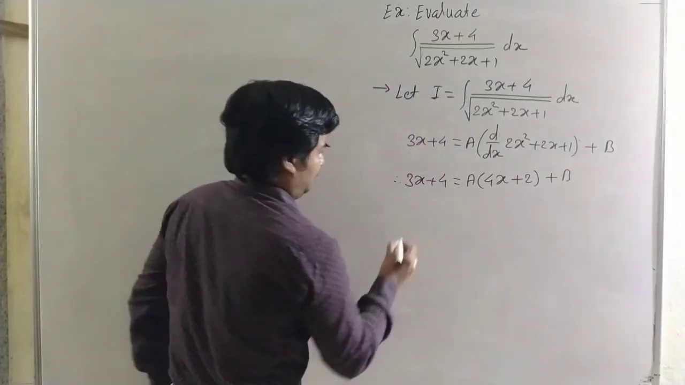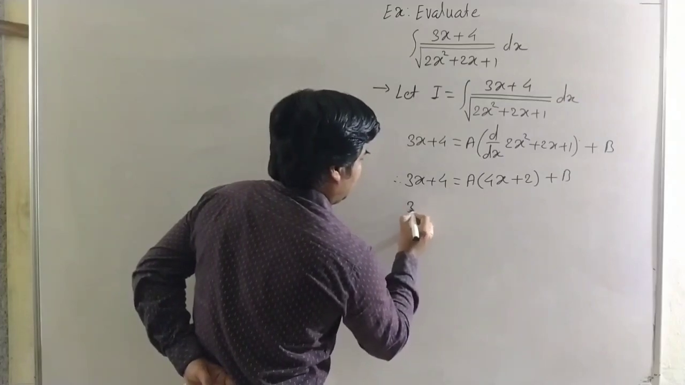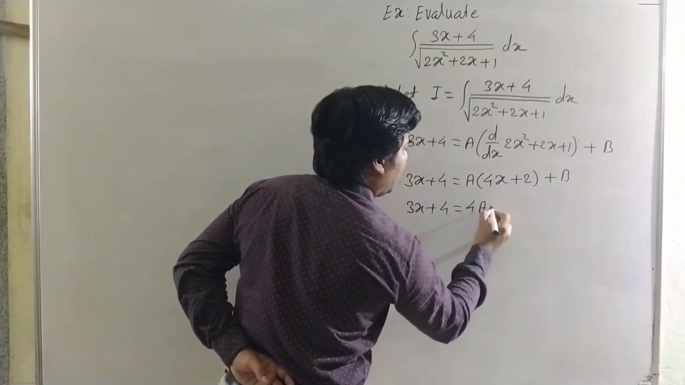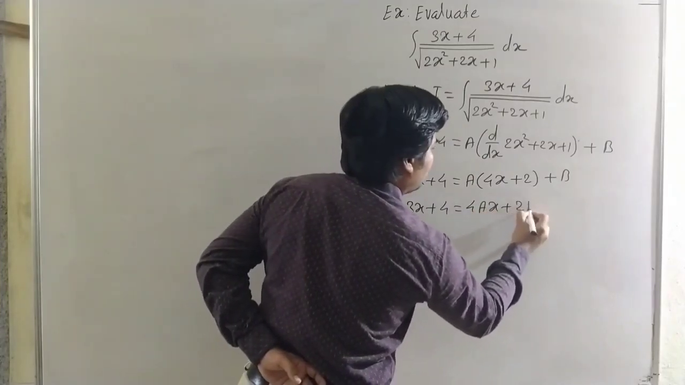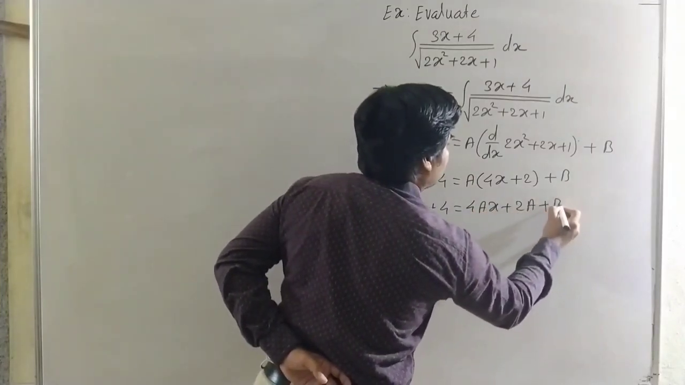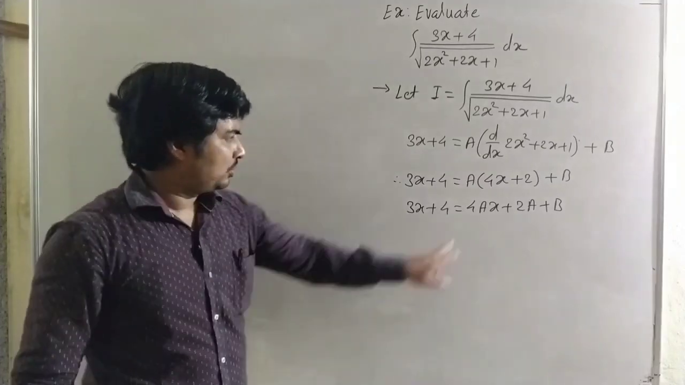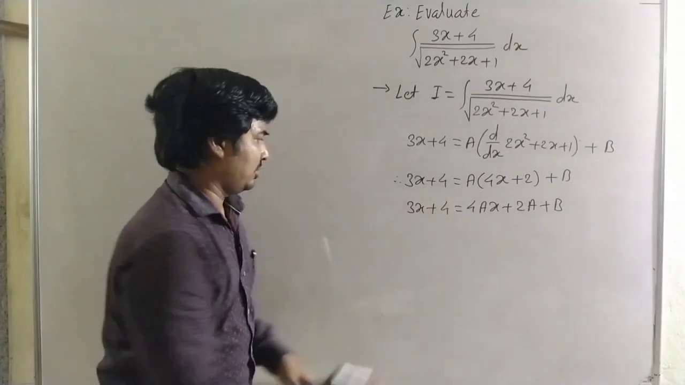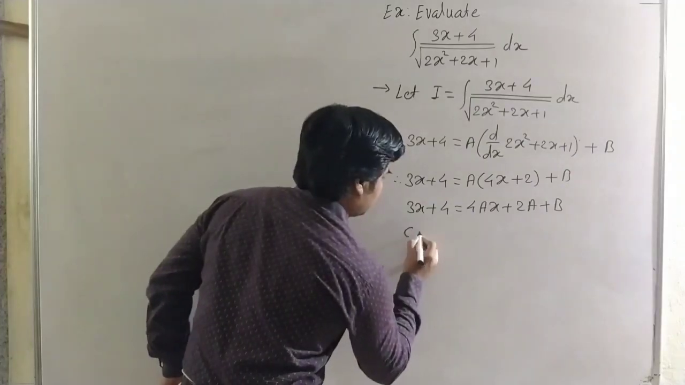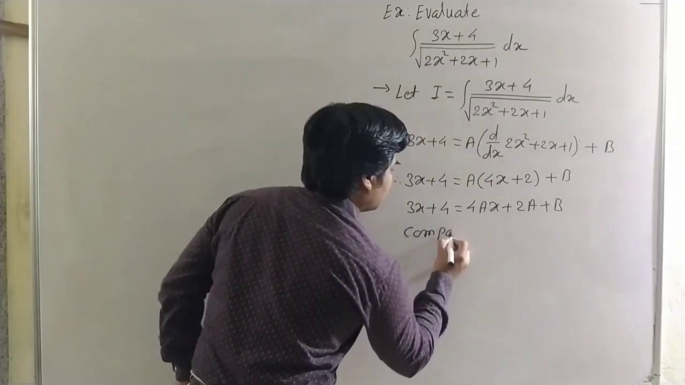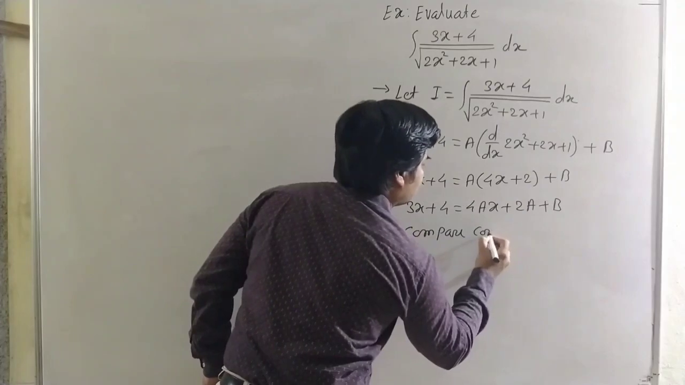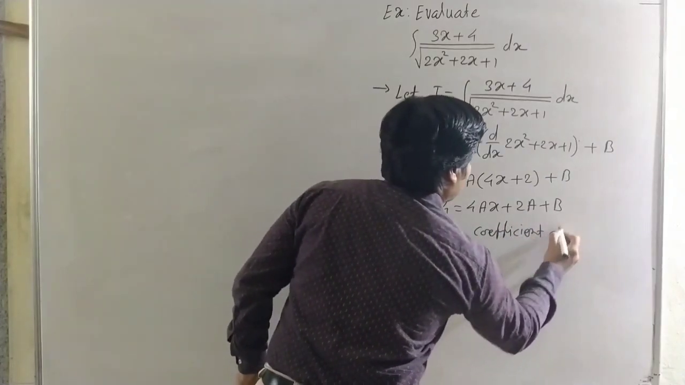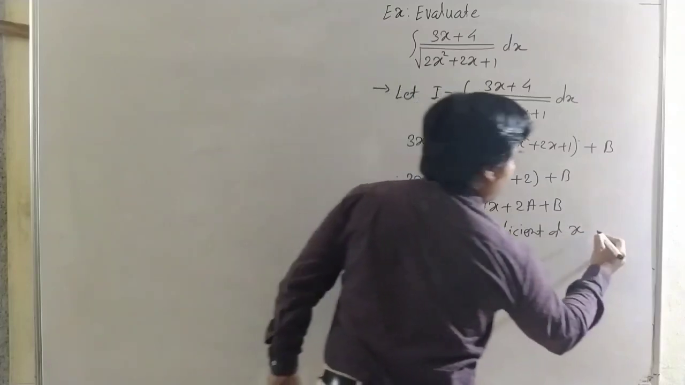Therefore 3x plus 4 is equal to 4Ax plus 2A plus B. Now compare both sides. Both sides are equal, therefore compare the coefficient of x and the constant.